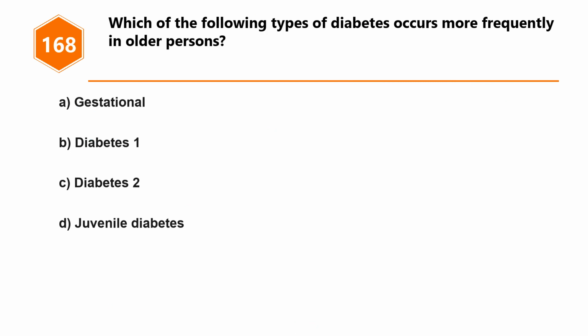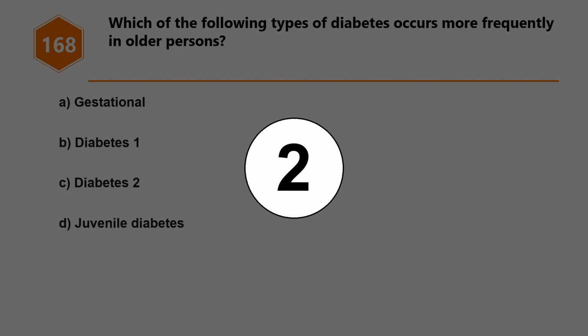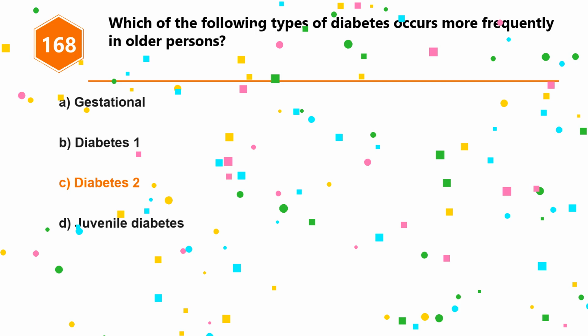Question 168. Which of the following types of diabetes occurs more frequently in older persons? Option A, gestational. Option B, diabetes 1. Option C, diabetes 2. Option D, juvenile diabetes. The correct answer is option C, diabetes 2.